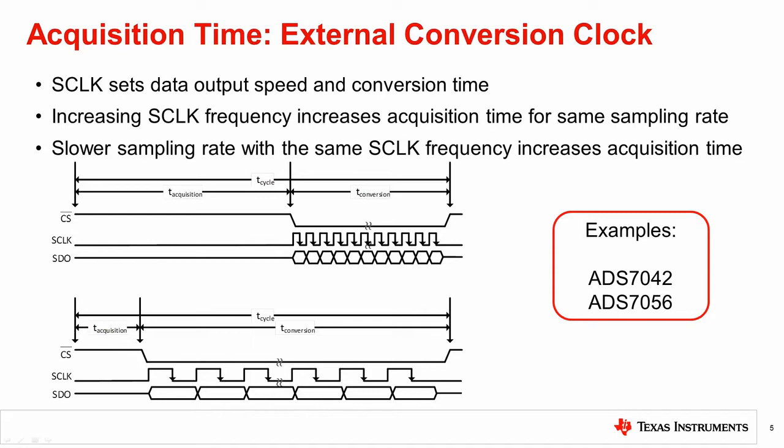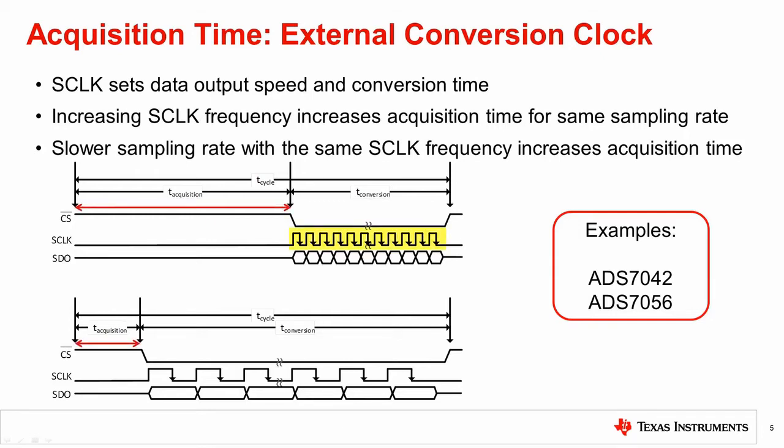Now let's take a look at SAR ADCs with an external conversion clock. For this type of device, the SCLK provided by the user is also used for the conversion cycle. With this method, the conversion time is set to a fixed number of SCLK periods and therefore will expand and shrink with changes in the SCLK frequency. The timing diagrams show the same SAR operating at the same sampling rate but with different SCLK frequencies.